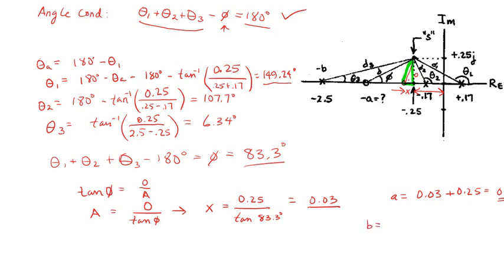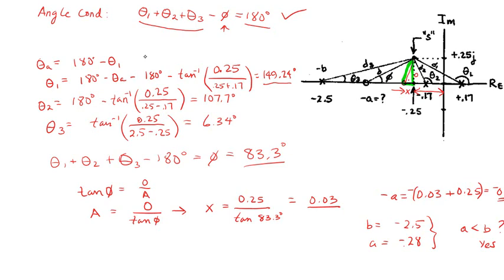So B is equal to negative 2.5. A, so I should put it like this, to get my signs all correct. A is negative 0.28, okay? And is A less than B? Yes. So we've solved the problem of our lead controller having A less than B, so that's true.